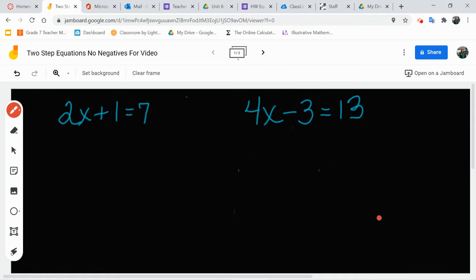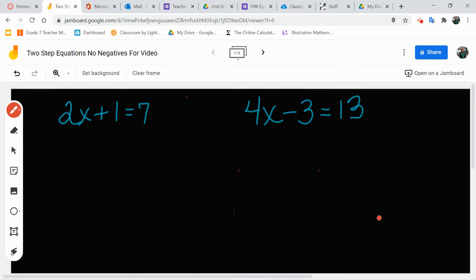First, let's talk about the parts. Each one of these parts of an equation, the 2x, the 1, and the 7 are all called terms. Same thing with the 4x, the 3, and the 13. They're all called terms, which are part of an equation. You have the x or any kind of letter. That is called a variable. It varies. We don't know what it is until we solve the equation.